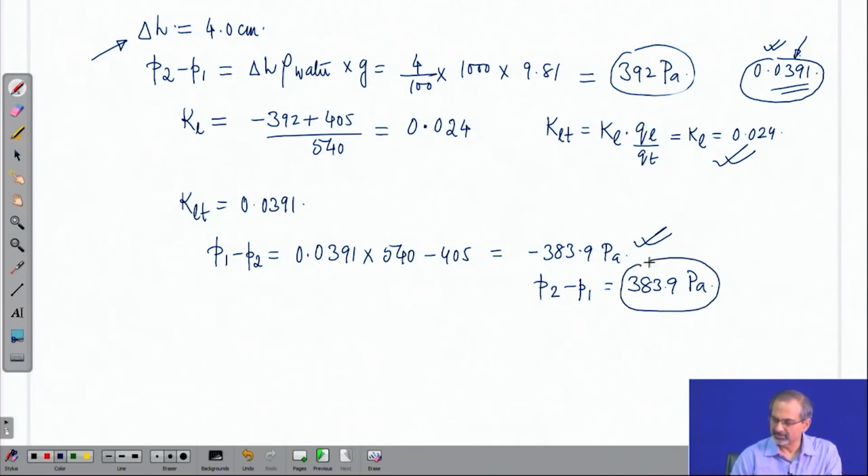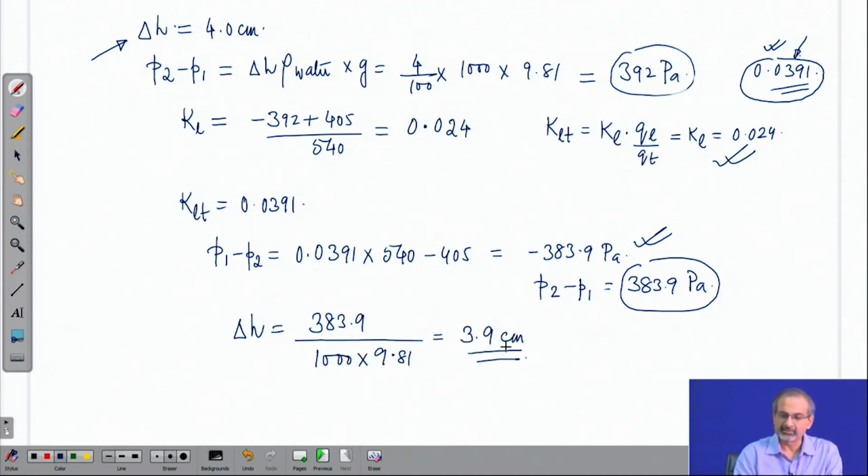So, there is a slight change in pressure, and then how does it reflect in the delta H calculations? Delta H is 383.9 divided by the rho and g. So, what does it give you? It gives you a value of 3.9 centimeters. That means, only for 1 millimeter change in the water column height, you can see a corresponding change in pressure of this order. And how does it reflect in the KL calculations?